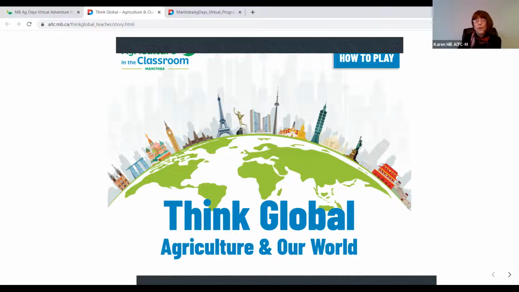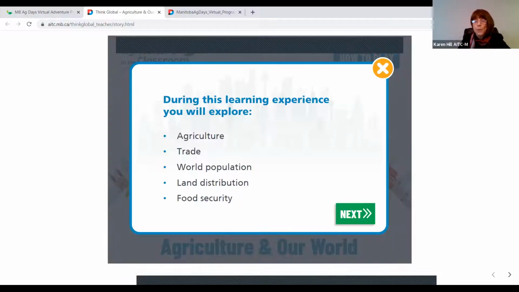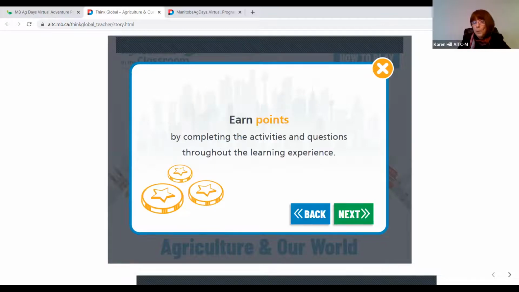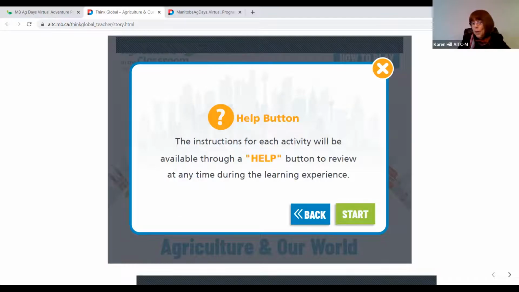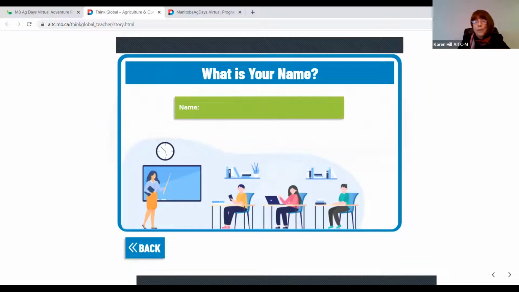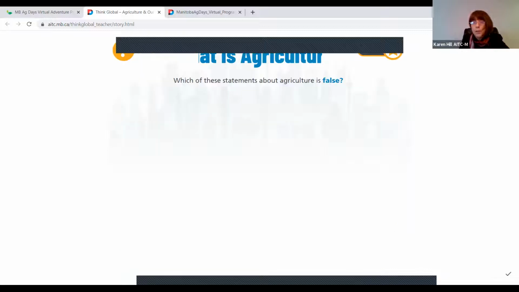All right, we are going to go through this very quickly. I'm not going to allow time for you to read all of the instructions and materials, but I'm going to go through it quickly so that you can get a feel for the content and how it plays out. So we click on how to play. It's going to tell them that it's broken into 5 sections. They're going to be able to earn points. They're able to get help all throughout the game whenever they need it. And they can enter their name and go to the next one.